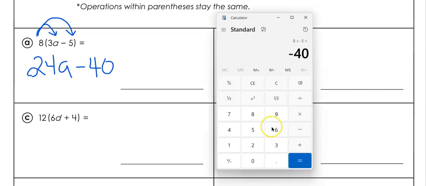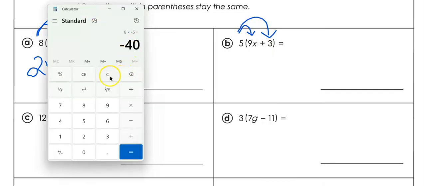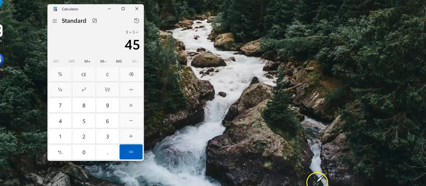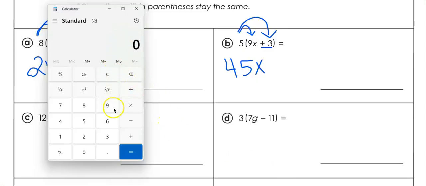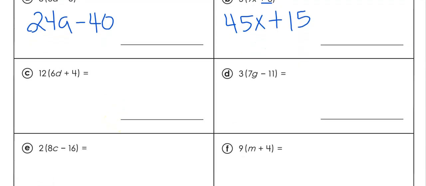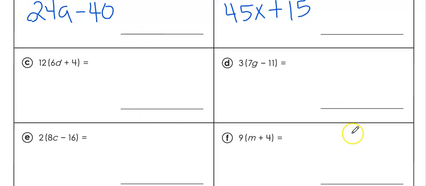So the next one is this one. 9 times 5 is 45. X. And then this positive 3, or that plus, goes with that 3. So we're going to do 5 times 3 is 15. All right, pause the video if you can't keep up, but we'll do the next one.